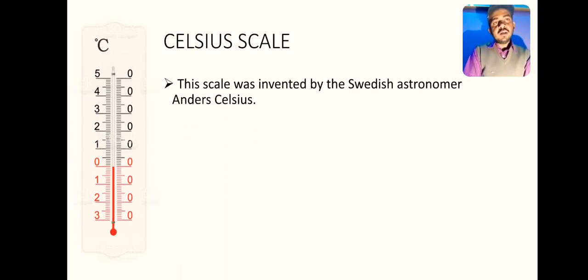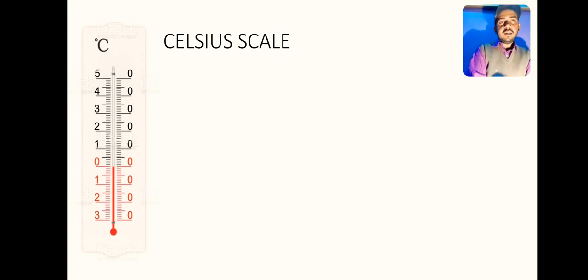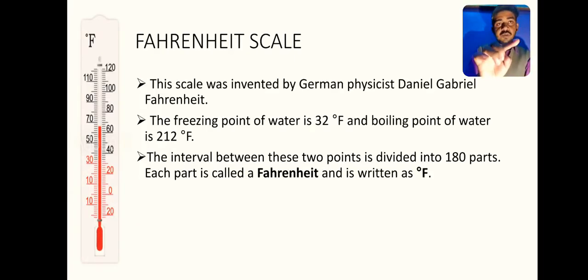Celsius, if we talk about, the Celsius scale was discovered by a Swedish astronomer, Anders Celsius. The freezing point of water in the Celsius scale is 0 degrees C, and the boiling point of water is 100 degrees C. This much we know. And here in Fahrenheit, it is showing that 32 is the freezing point and 212 degrees F is the boiling point. That means 0 degrees C is equal to 32 degrees Fahrenheit, and somehow 100 degrees C is 212 degrees Fahrenheit. So how exactly? Let's see.